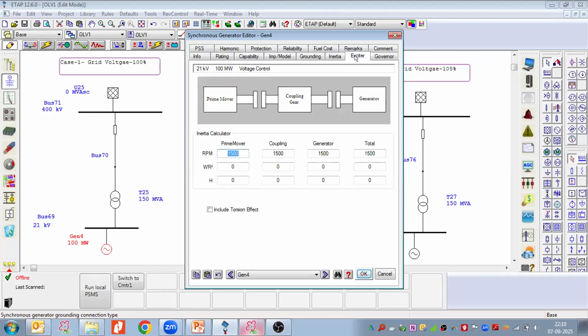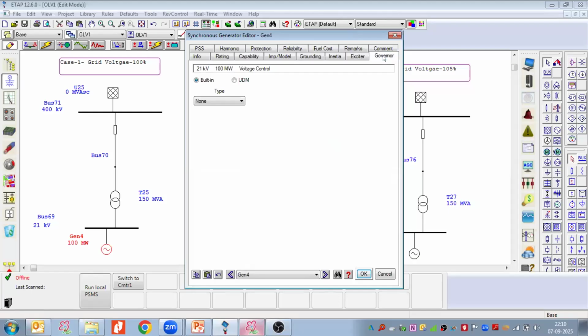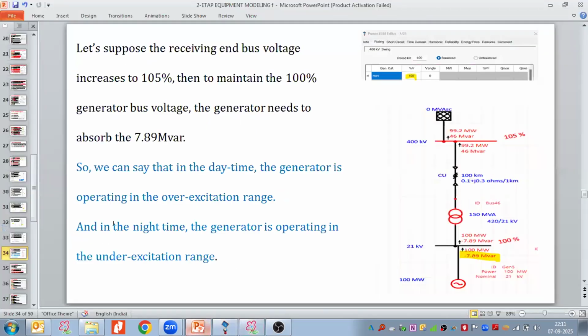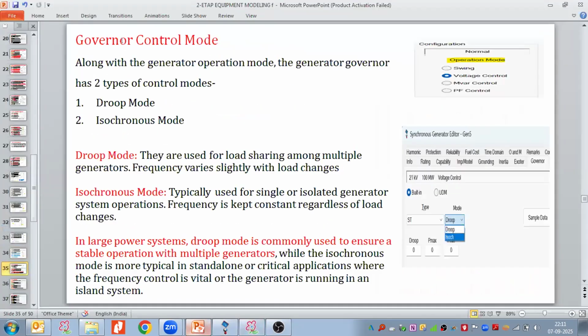Then inertia, exciter, governor. For the governor here, I think we can take any type of synchronous generator. Let us take the steam turbine ST type. So here we have the mode: droop mode and isosynchronous mode. Two modes are available, droop and isosynchronous. Let us see what the meaning of droop is and what the meaning of isosynchronous is. The generator governor has two types of control mode.